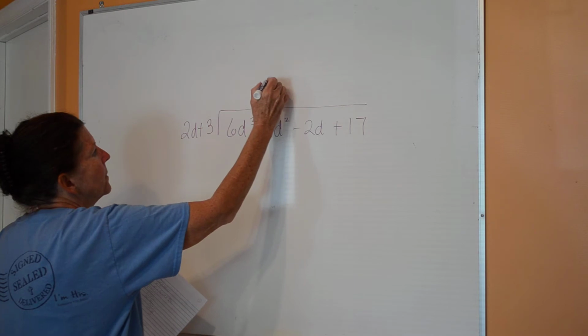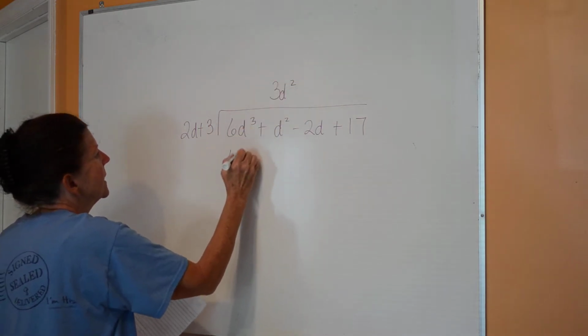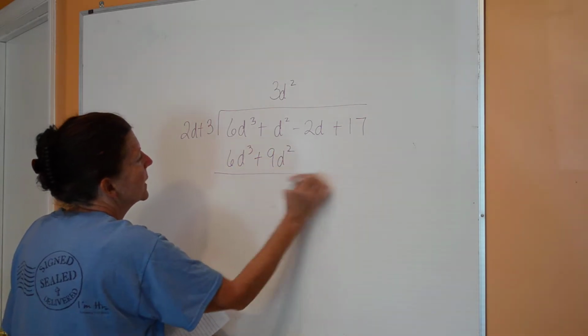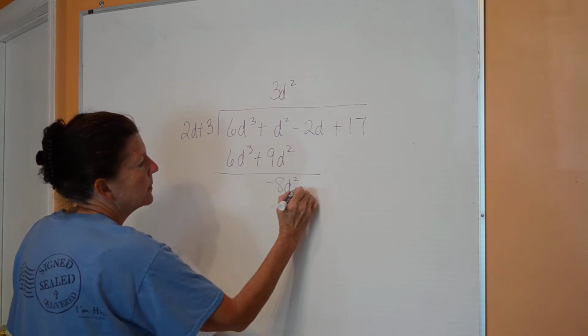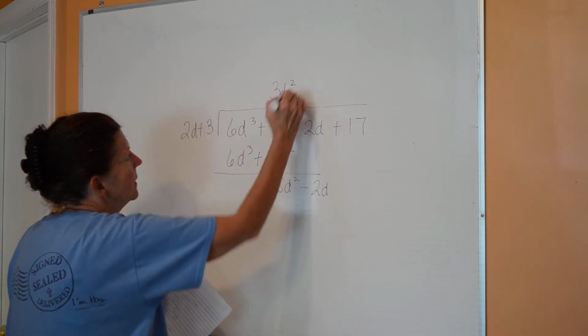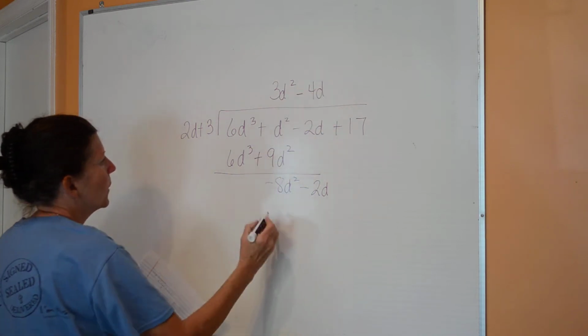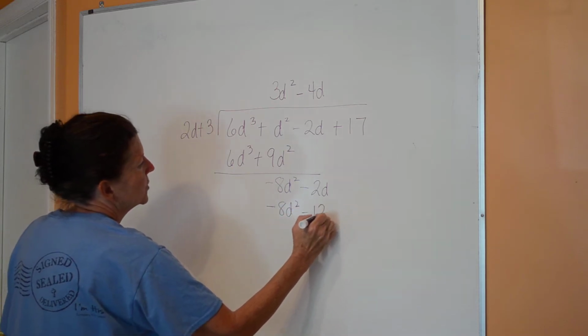So I'm going to multiply a 3d squared here to get 6d cubed plus 9d squared. When I subtract, I get a negative 8d squared. I'm going to bring down the negative 2d. Negative 4d is going to go right there, giving me a negative 8d squared minus 12d.